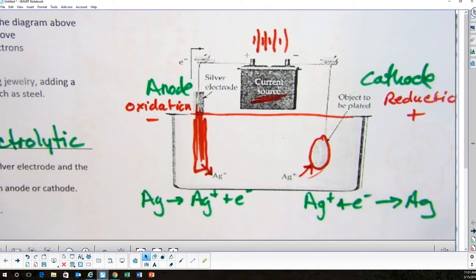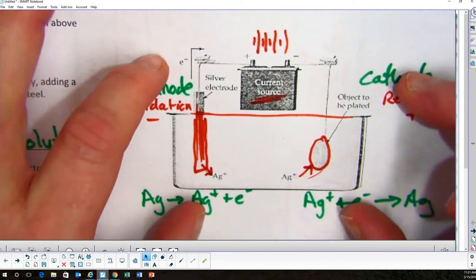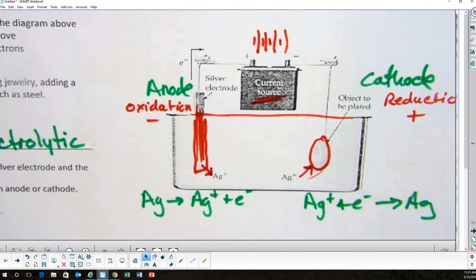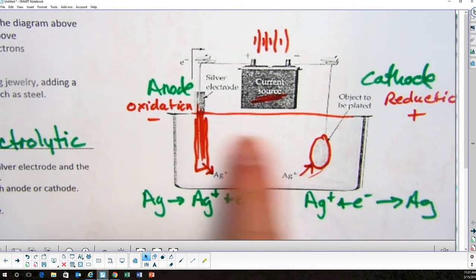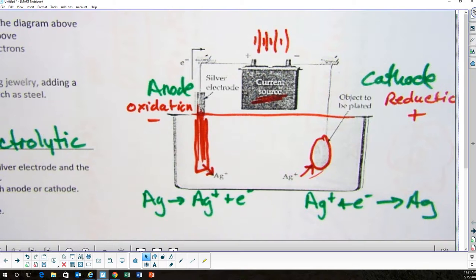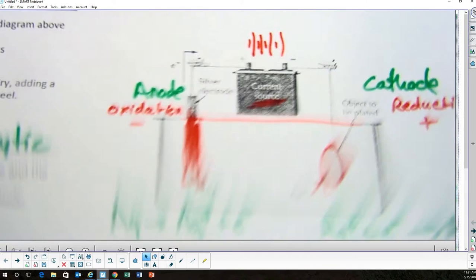So in D, it asks, in what 2 ways does this cell differ from the one we have usually studied? The first one is it has to have a source of electricity. It has to have some source of energy. And the second one is I only have one solution. I don't have 2. Just have one. Okay, because I'm taking it off as a metal, putting it into solution, and plating it on something else. Okay? All right. I believe that's the end of that one.